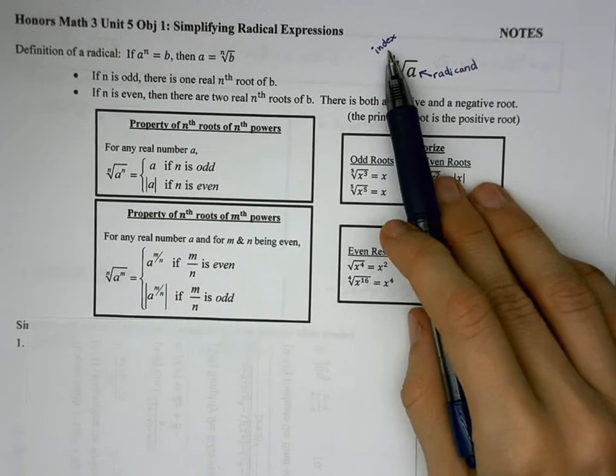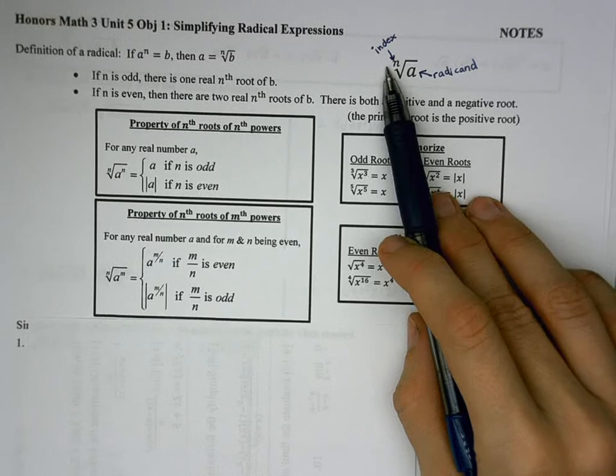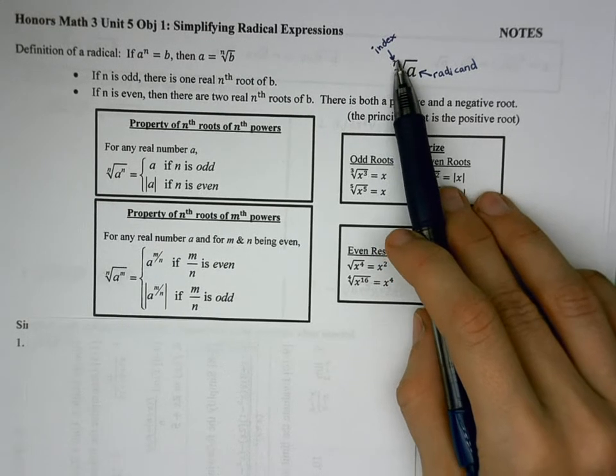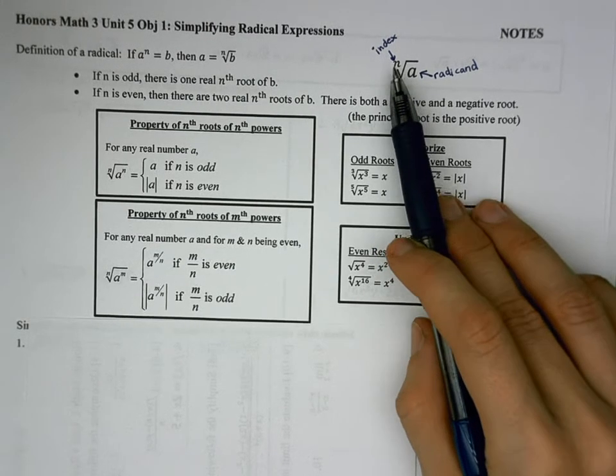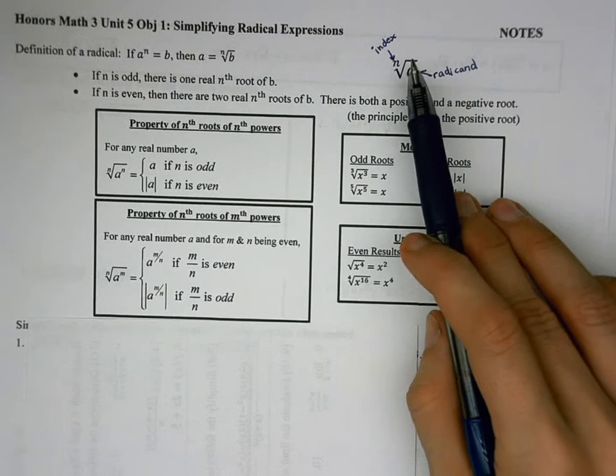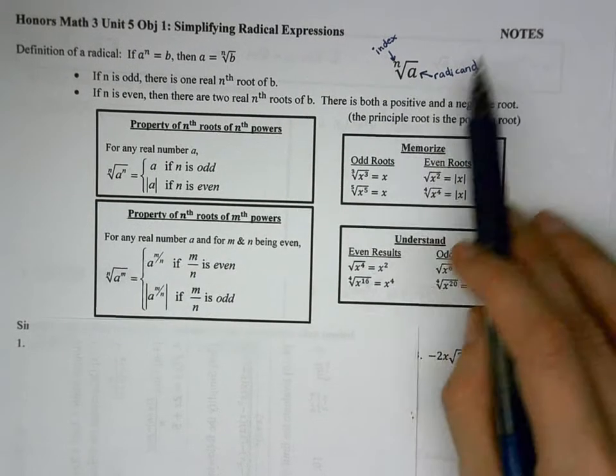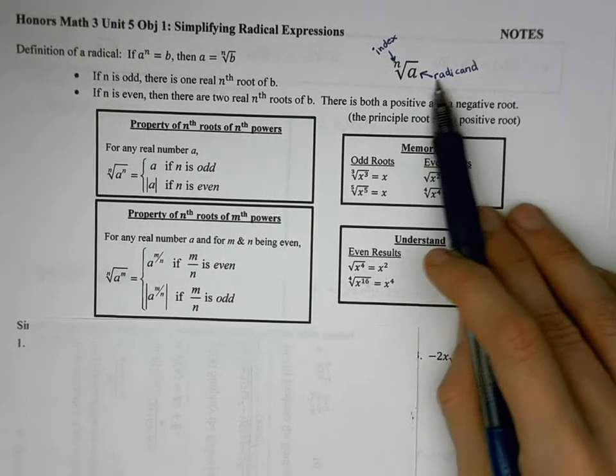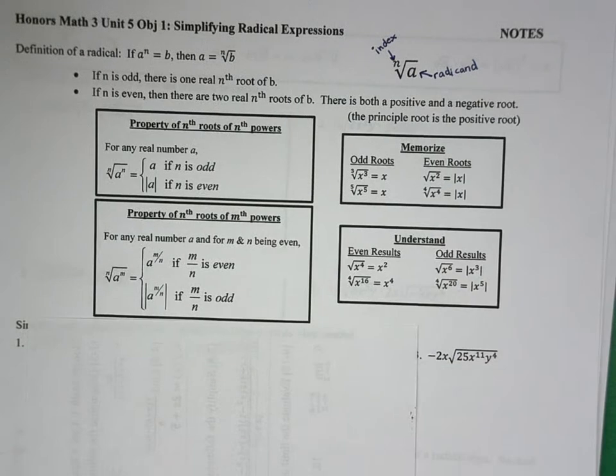Couple of vocab terms here that I'm going to use in the explanation. So just kind of reminders, this power here that's next to your radical that's indicating the radical power is called an index. And the thing underneath the radical is called a radicand. Okay?